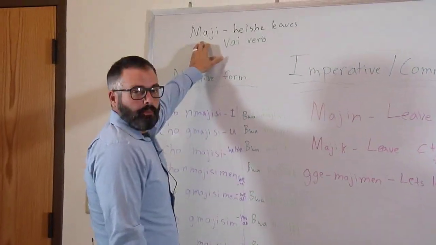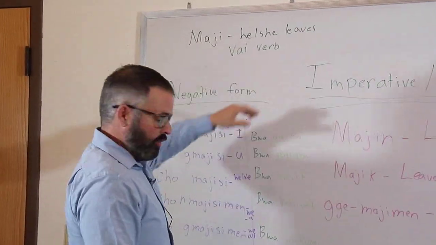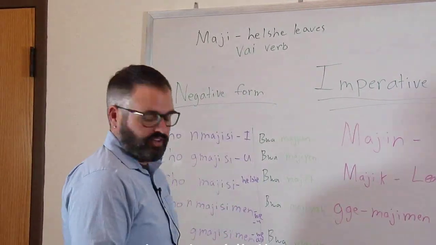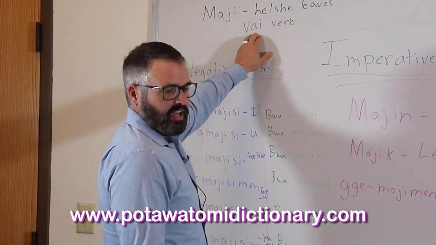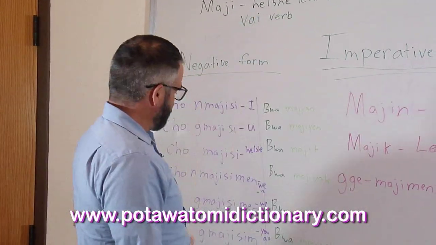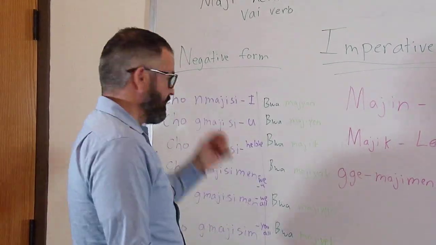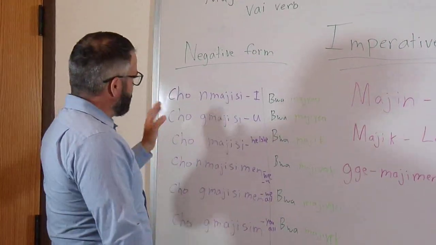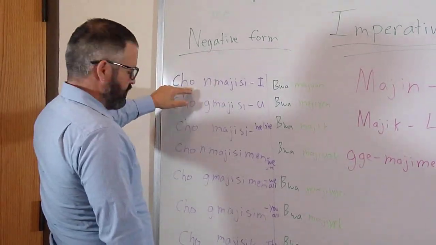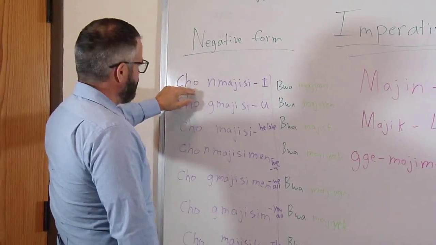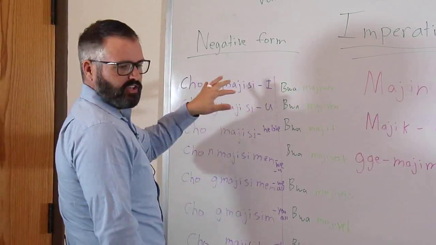Again, this is still with the verb magi, which is a VAI verb. So again, you should be able to go to the dictionary at www.pottawamidictionary.com, look for the VAI regular verbs, and any of those verbs you should be able to punch into this pattern. Okay, so with the negative form, in the independent, you always have to have cho, and then you have this si. That's how you know it's a negative statement.